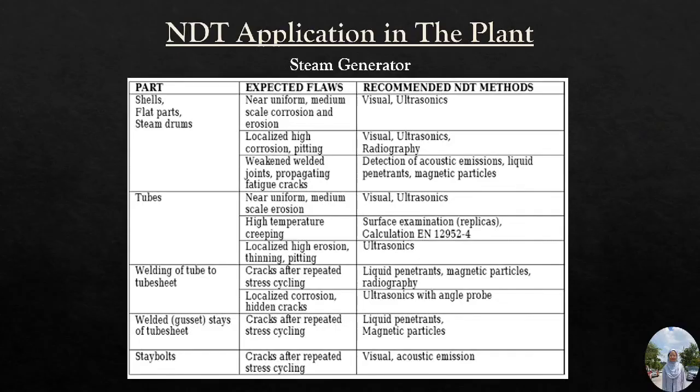The application in the steam generator is mostly used on the boiler itself, which includes the shell part, flat part, steam drums, tubes, welding of the top tube sheet, welded stays of the tube sheet, and stable. The recommended NDT methods use visual, ultrasonics, radiography, detection of acoustic emission, liquid penetrant, and magnetic particles. Then there are a few others that we use for the NDT application in the steam generator.